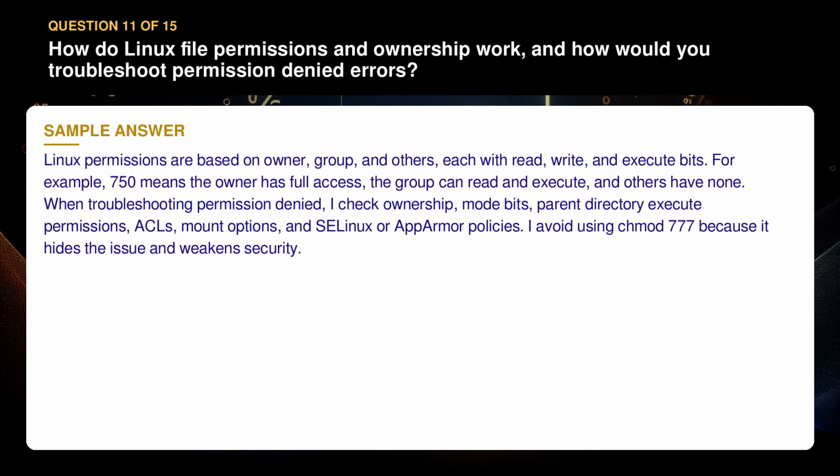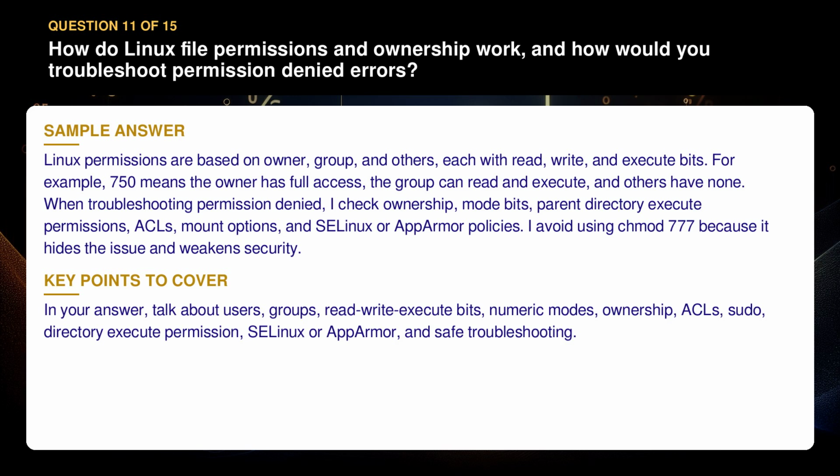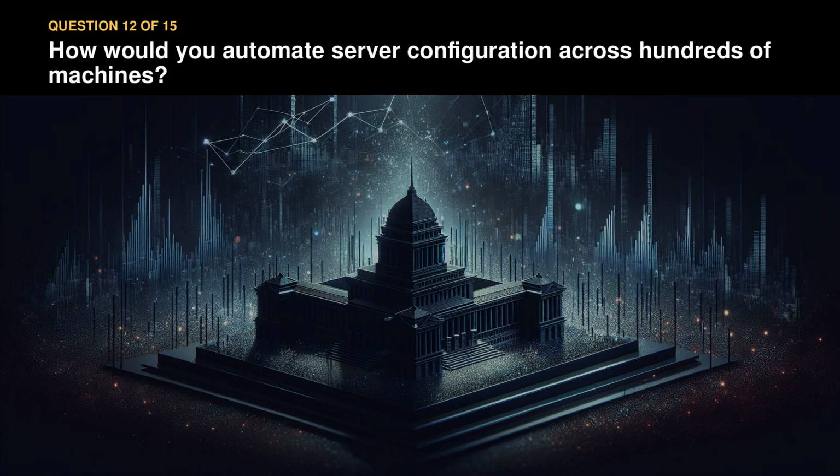When troubleshooting permission denied, I check ownership, mode bits, parent directory execute permissions, ACLs, mount options, and SELinux or AppArmor policies. I avoid using chmod 777 because it hides the issue and weakens security. In your answer, talk about users, groups, read-write-execute bits, numeric modes, ownership, ACLs, sudo, directory execute permission, SELinux or AppArmor, and safe troubleshooting.